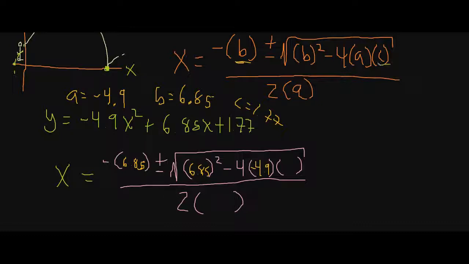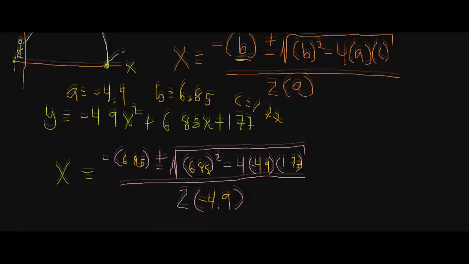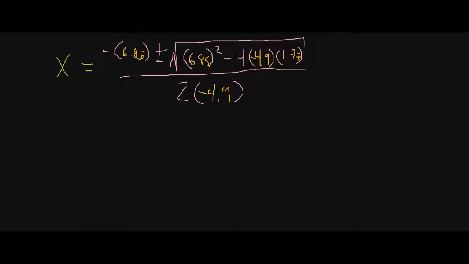And my c, well, this is c. So this is 1.77. All divided by 2a, well, 2a was negative 4.9. Now that we have this information, let's simplify this further. So now we're just going to get x is equal to negative 6.85, plus or minus the square root.